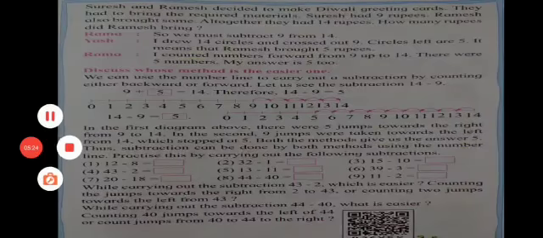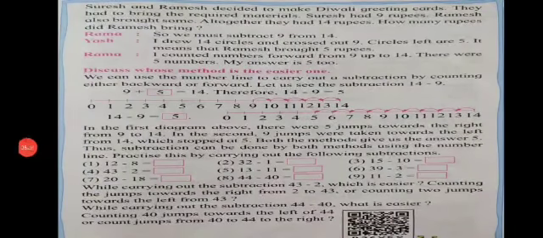Suresh and Ramesh decided to make Diwali greeting cards. They had to bring the required materials. Suresh had 9 rupees. Ramesh also brought some. Altogether, they had 14 rupees. How many rupees did Ramesh bring? We must subtract 9 from 14 to get the answer.